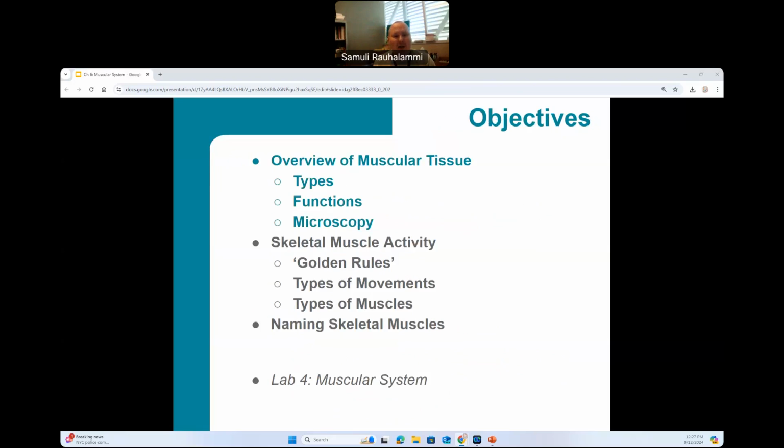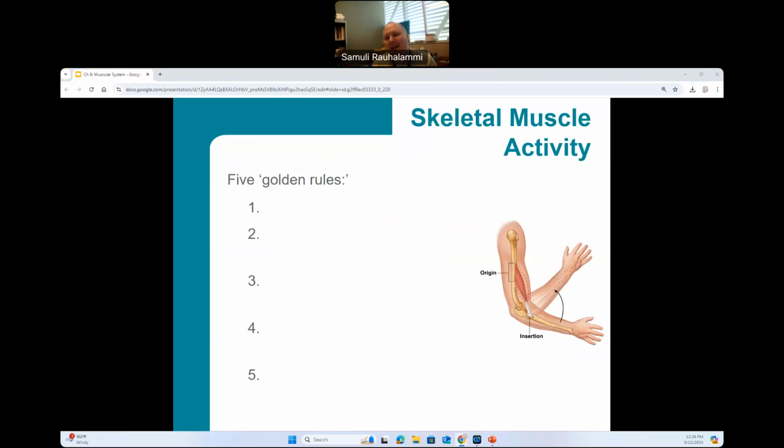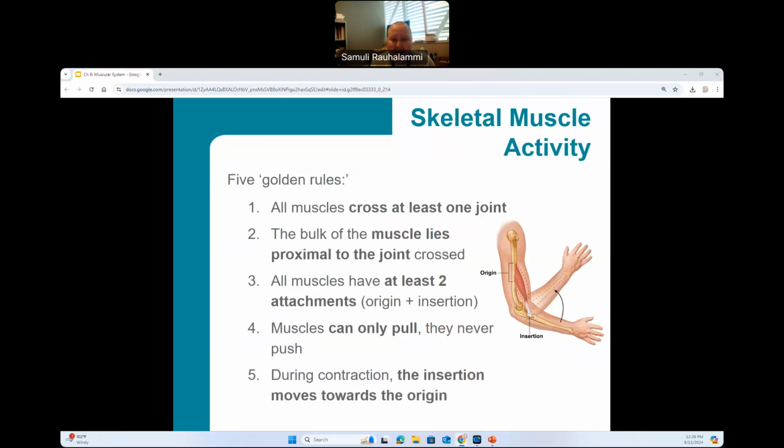So that brings us to the end of the overview of muscle tissue. I also want to talk a little bit about skeletal muscle activity, and we're going to finish off, if we have time, talking a little bit about the naming of the skeletal muscles as well. So we're going to keep ahead and start with the golden rules that we should keep in mind when we're talking about skeletal muscle activity. To understand skeletal muscle activity, we need to look at these 5 golden rules that explain it. And here we have them, so let's unpack them a little bit.